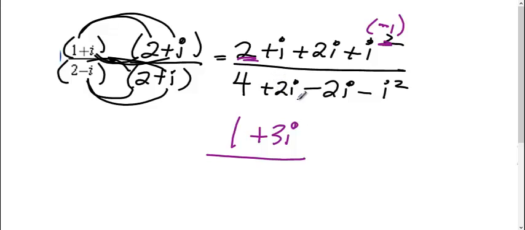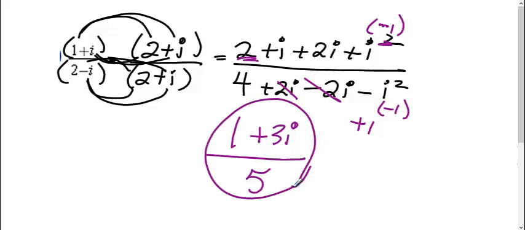Okay, on the bottom, my 2i's cancel. This i squared is a negative 1. So minus a negative 1 is a positive 1. 4 plus 1, I get 5. I can't pull anything out. I can't simplify this any farther. There's my final answer.